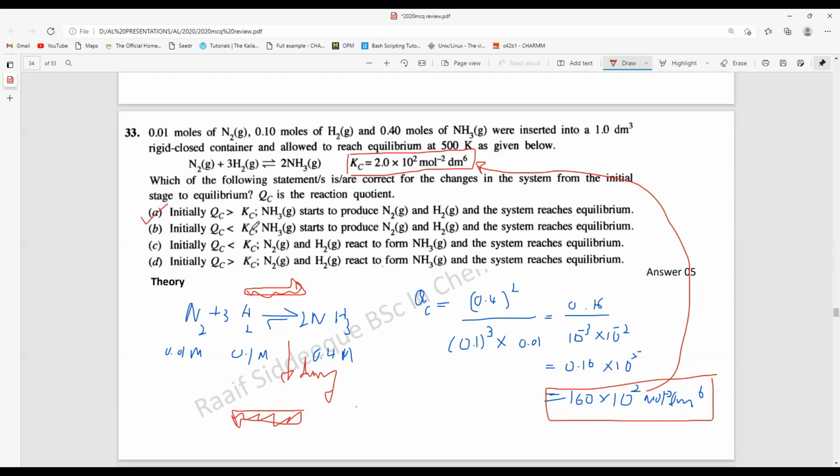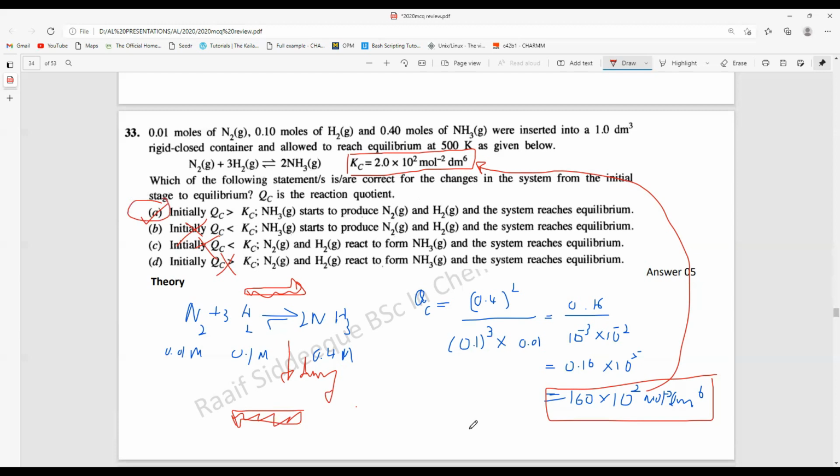Initially, QC is lower than KC. So this is wrong. Initially, QC is lower than, this is also wrong. Initially, QC is greater than KC, yes, correct. N2 and H2 react to form NH3? No, I told you NH3 is giving N2 and H2, so this is also wrong. So the only answer that is correct is A. So the answer is the first one.